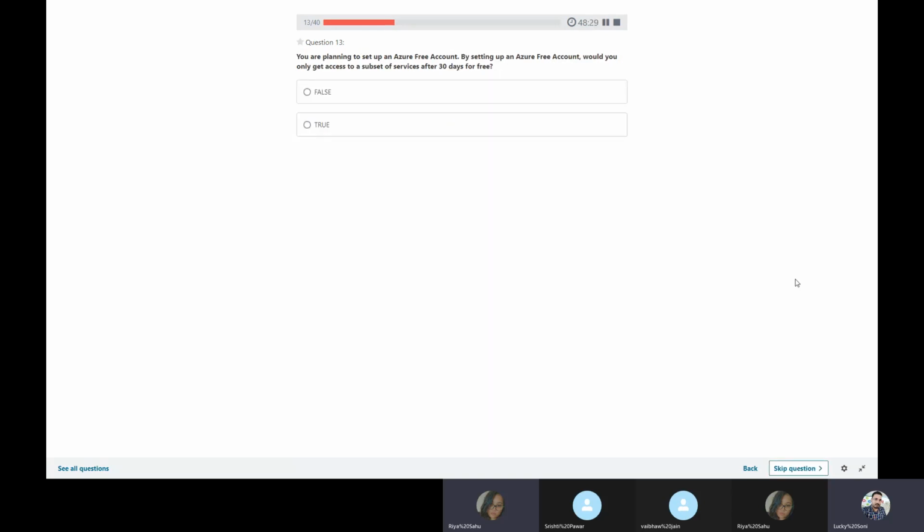Question number 13, please. You are planning to set up an Azure free account. By setting up an Azure free account, would you only get access to a subset of services after 30 days for free? False. False only, because we are going to get some of the services for 12 months and there are 25 services which are free of cost for the lifetime.